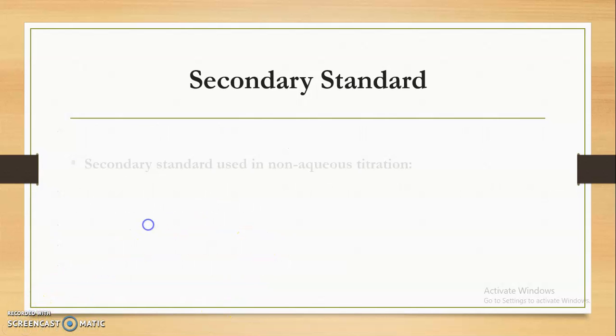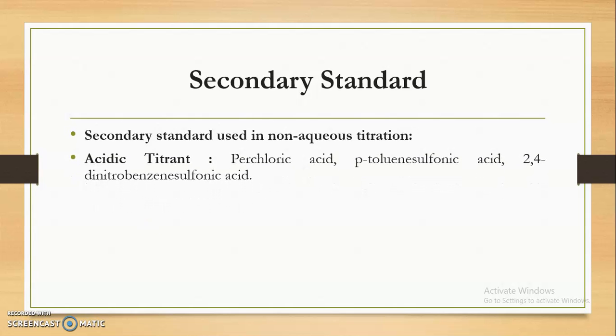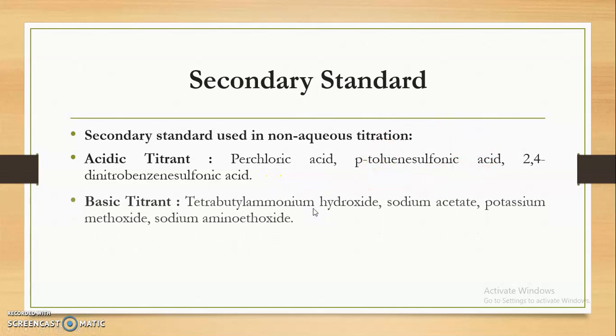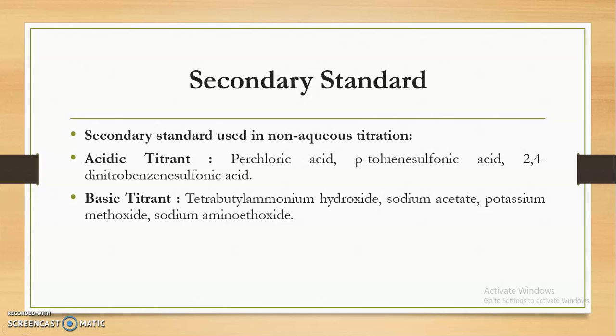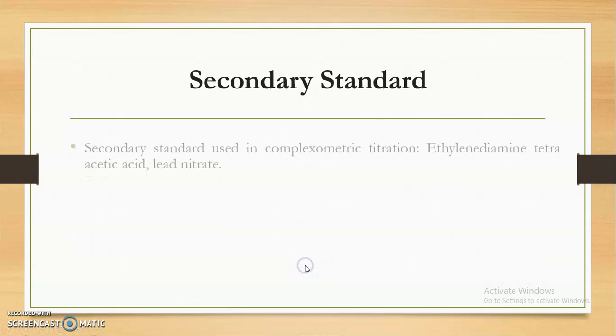Next we will see the secondary standards used in non-aqueous titration. These are acidic titrants like perchloric acid, para-toluene sulfonic acid and 2,4-dinitro benzene sulfonic acid. Then basic titrants like tetrabutyl ammonium hydroxide, sodium acetate, potassium methoxide and sodium aminoethoxide. Secondary standards used in precipitation titrations are silver nitrate, ammonium thiocyanate, potassium thiocyanate, etc.